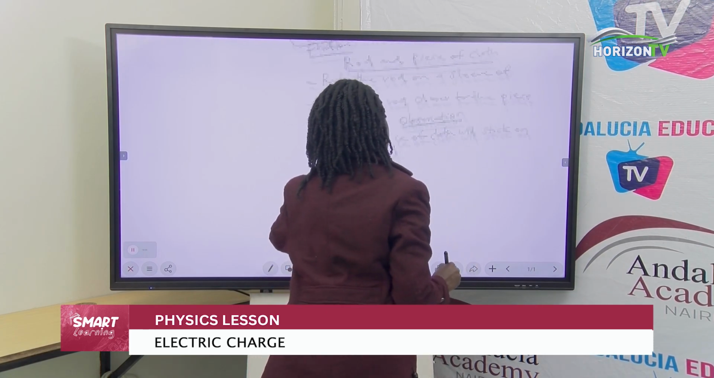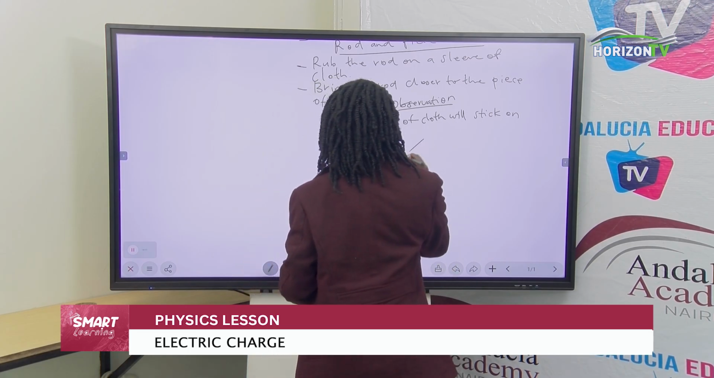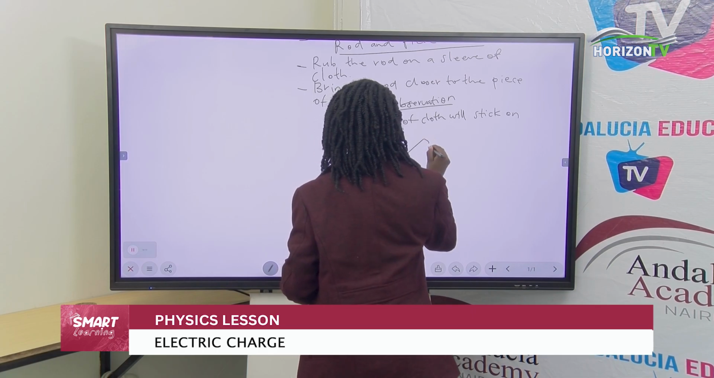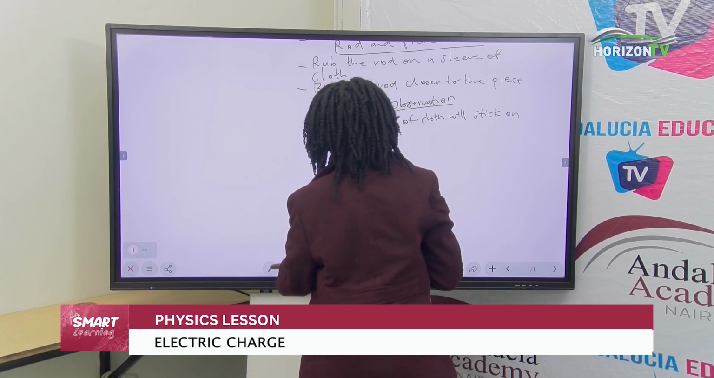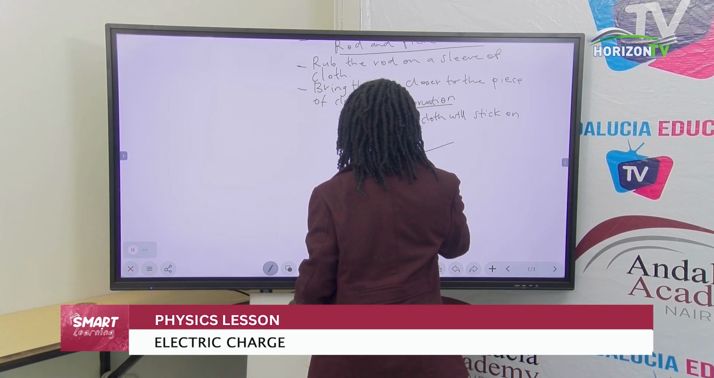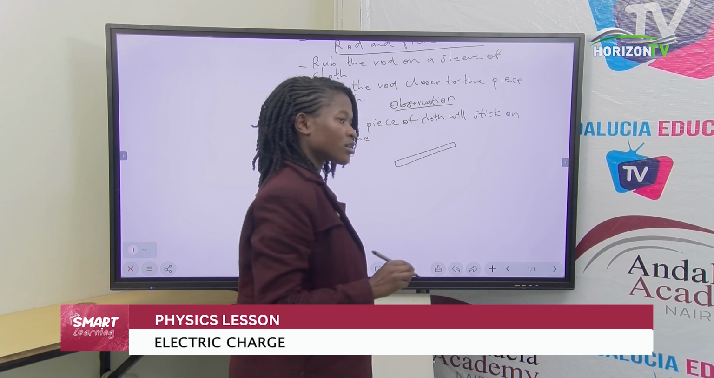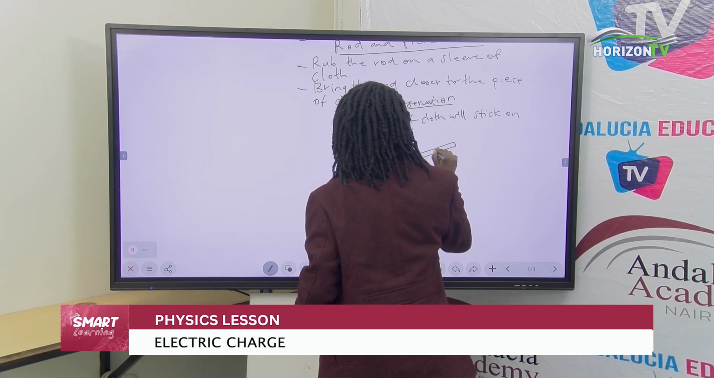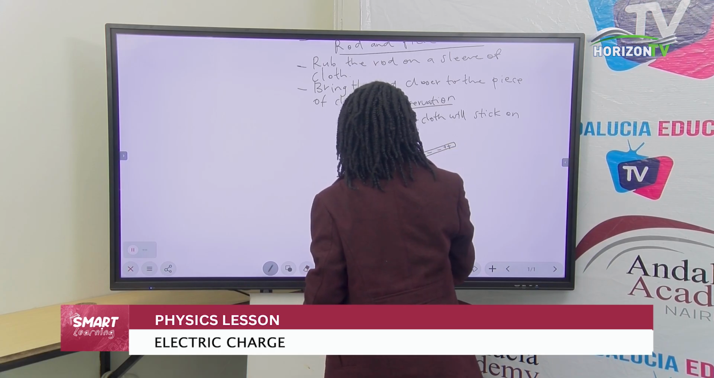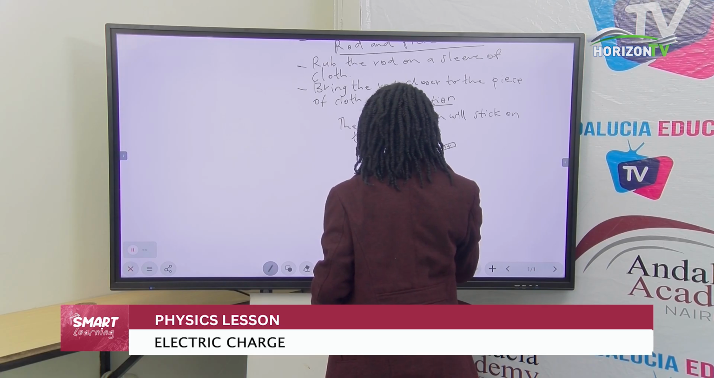Let me draw the illustration. Maybe that one will make things better here. We have our rod here. You remember last time I told you I'm not very good at drawing. This rod, before rubbing it against the sleeve of a cloth, has both positive and negative charges. And now we have our piece of cloth here. Of course, the piece of cloth also has what? Both positive and negative charges.